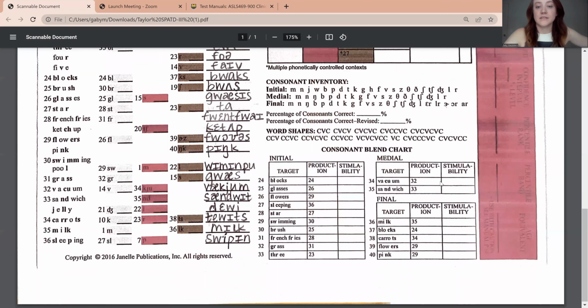You don't have to worry about this consonant blends chart. Again, it's very similar to the one up above. It's just to organize responses. I don't think Taylor got any blends, but you can go through that if you would like.